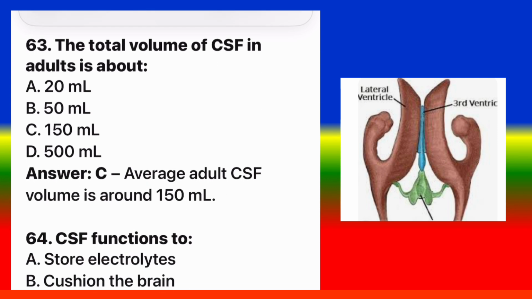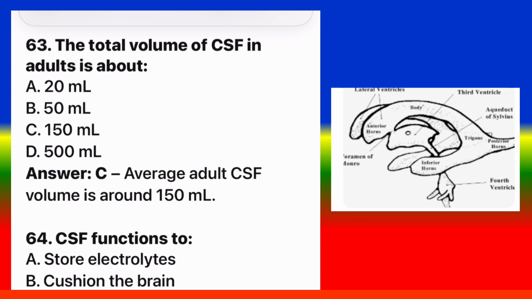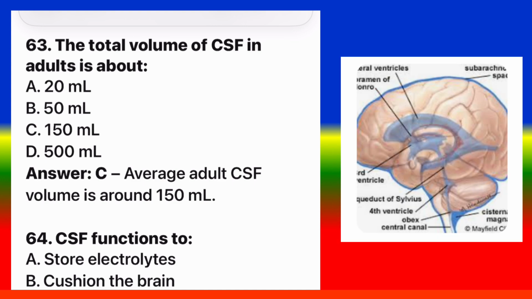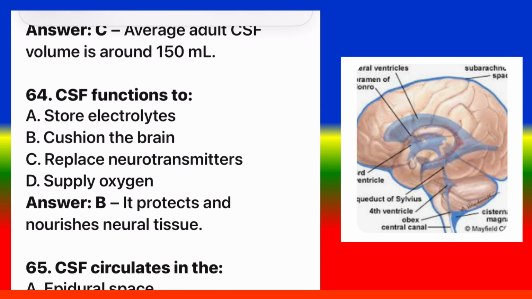63. The total volume of CSF in adults is about A. 20 milliliters, B. 50 milliliters, C. 150 milliliters, D. 500 milliliters. Answer C. Average adult CSF volume is around 150 milliliters.